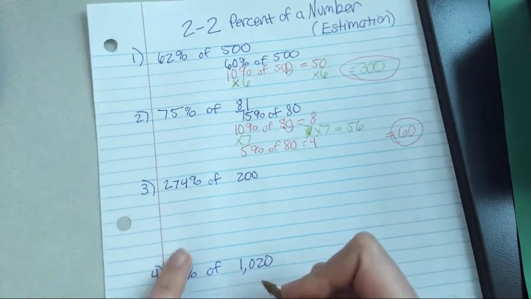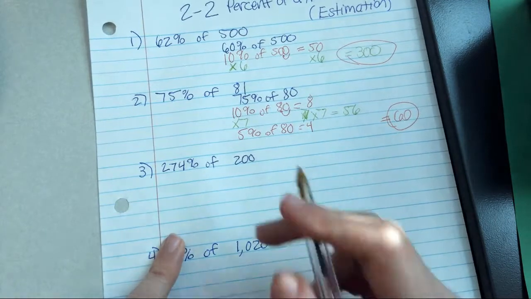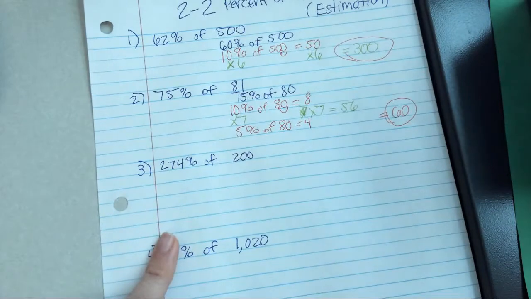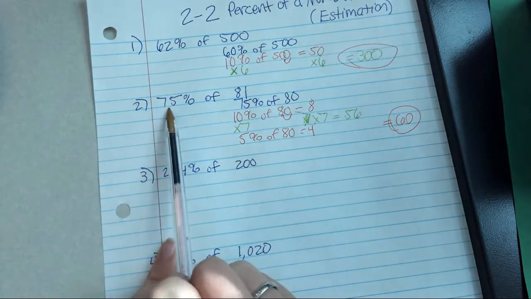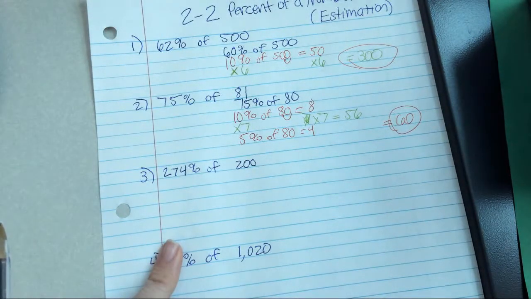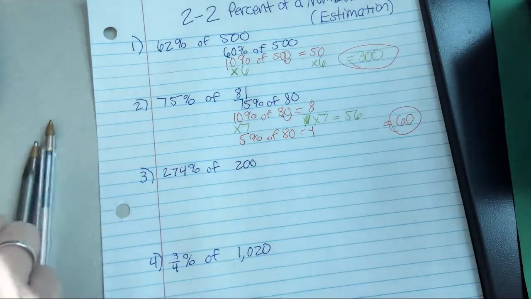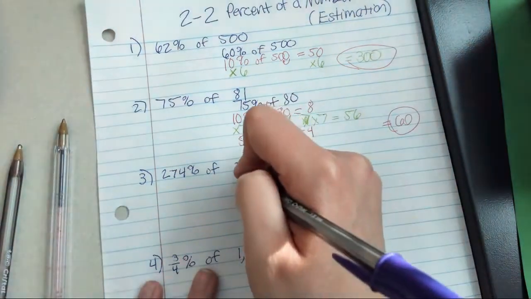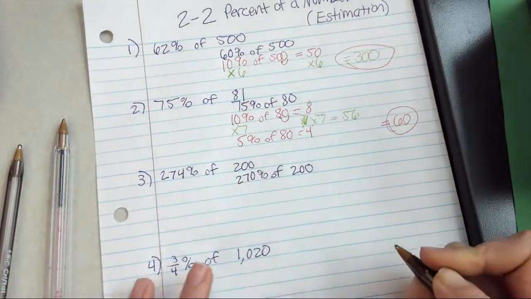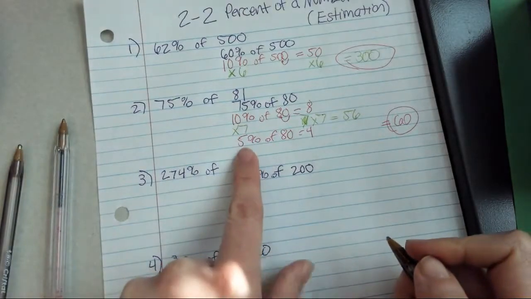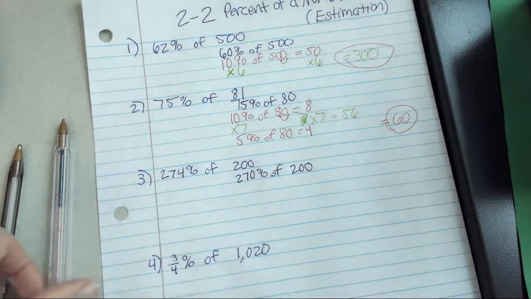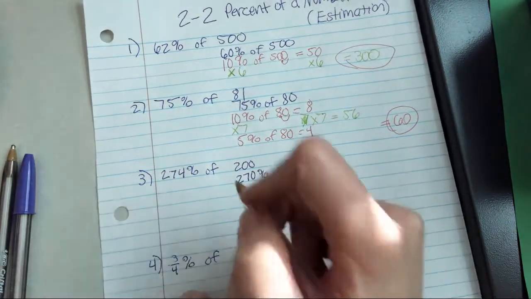Okay? On the next one, you would have 274% of 200. Now again, you could go to 275, or technically it's not that far off, you could go to 270. Either one would work. Let's go to 270%. Okay, if you did 275, you might just want to do your 5% at the end. So for 270%, I'm going to break that up first into 100%.